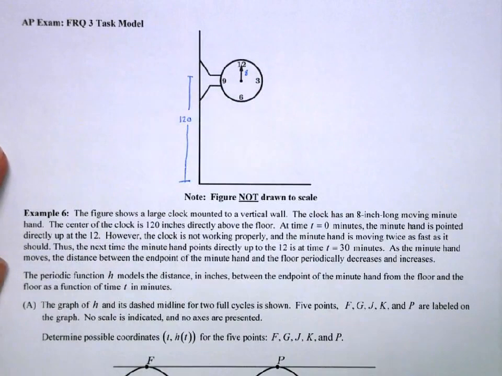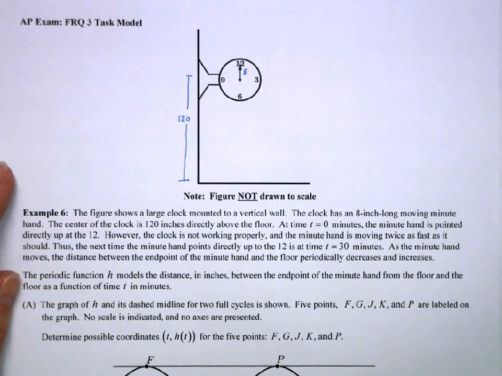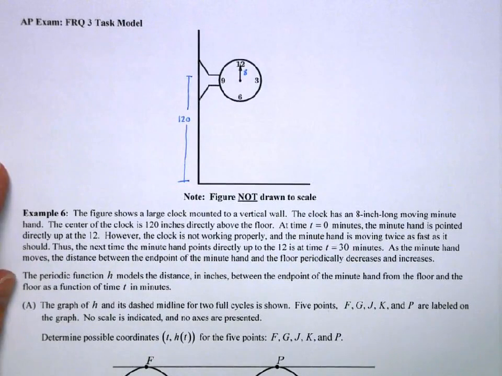At time 0, the minute hand is directly up at 12. However, the clock is not working properly. The minute hand moves twice as fast as it should. Thus, the next time the minute hand is directly up at 12 is at 30 minutes. As the minute hand moves, the distance between the end point and the minute of the hand vary periodically.